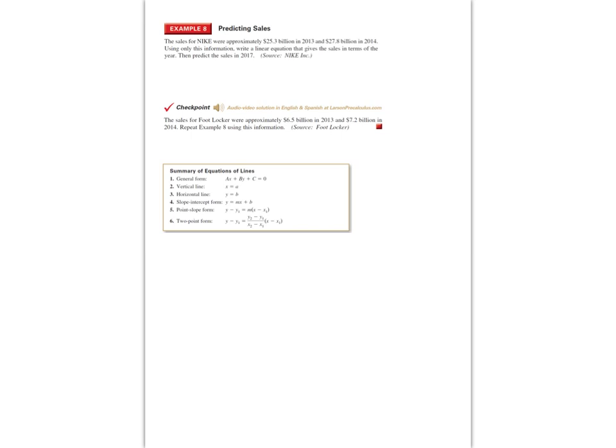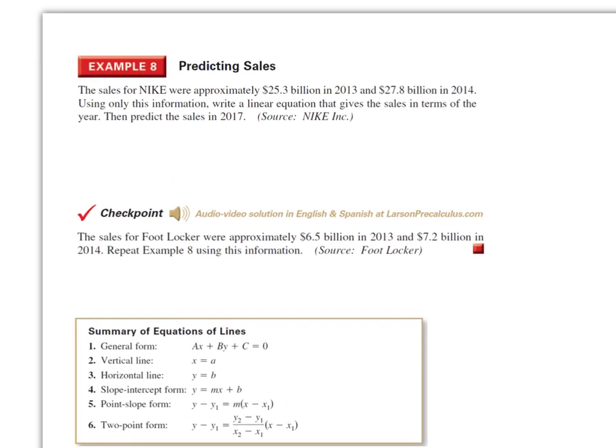So now we're going to go to example number 8. Let's get it bigger so we can see it. The sales for Nikes were approximately $25.3 billion in 2013 and $27.8 billion in 2014. So what we need to look at here is, then predict the sales in 2017. So let's just say T is equal to 3 from here.